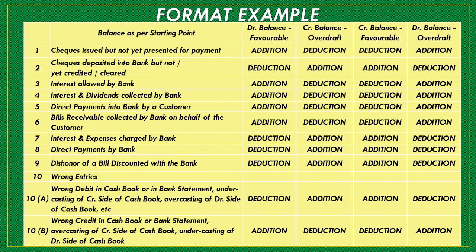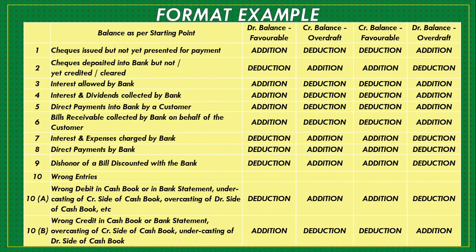The third, interest allowed by the bank. If you have a debit balance which is favorable, it will be addition, whereas for the credit balance overdraft, it will be deduction, which is exactly again the opposite. Credit balance favorable, it will be deduction, and debit balance overdraft, it will be addition.